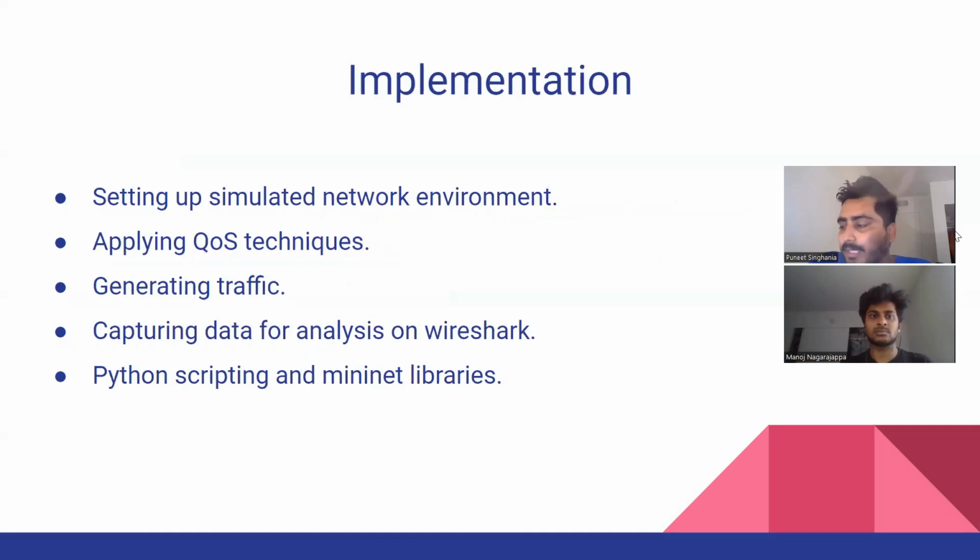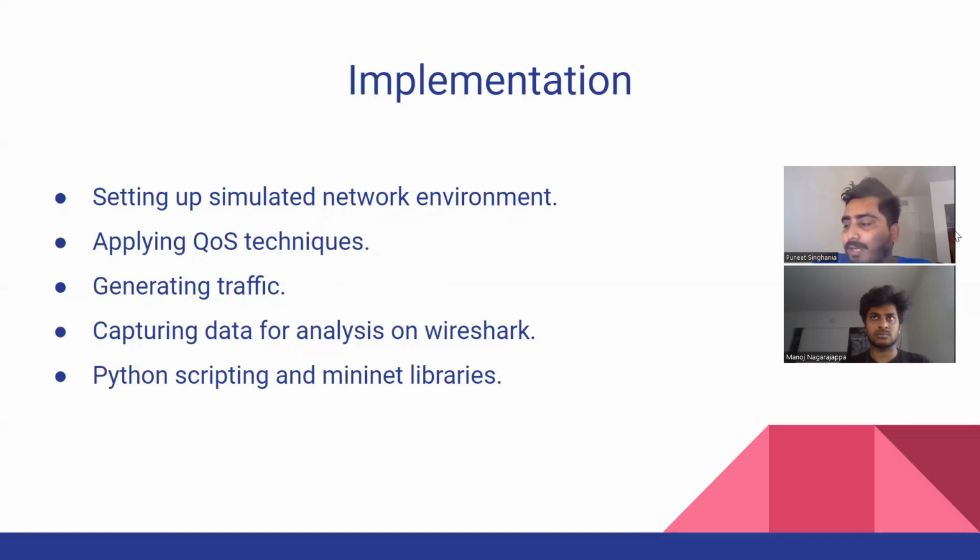Now coming to the implementation. The implementation phase of the project involves setting up the simulated network environment, applying QoS techniques, generating traffic, and capturing data on Wireshark. And now I'll tell you step by step what is happening here. First, setting up the simulated network, we have a topology script, that is, we have to run python topo.py, and then we start the network, and then we apply the QoS techniques.